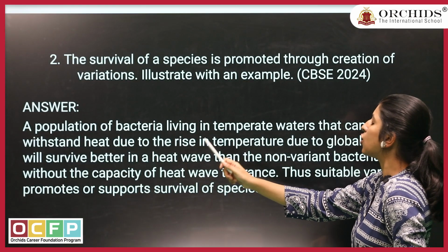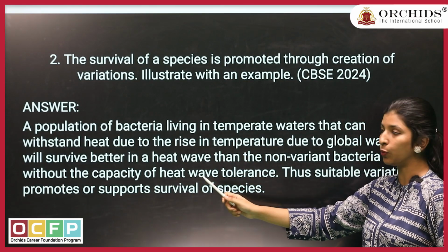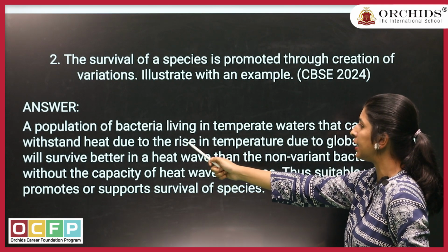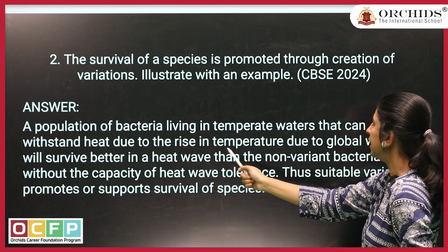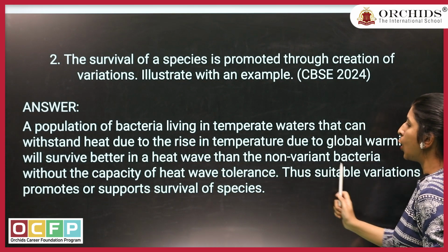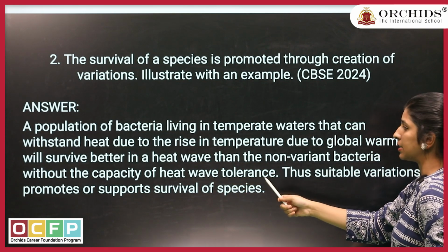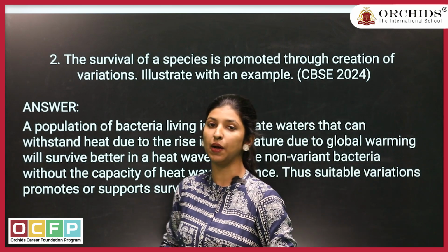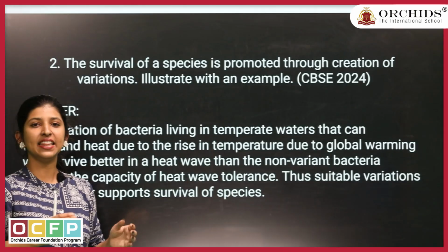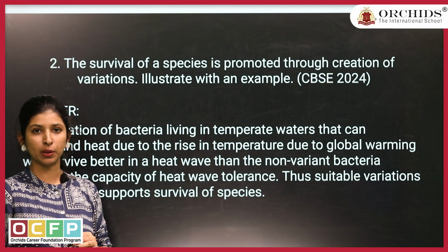In this case, it's always better to underline the keywords like the population of bacteria having the capacity to withstand heat, surviving better than the non-variant bacteria without the capacity of heat wave tolerance. These are the keywords that you can underline with a pencil in this question. Thus, we have come to the end of the 2-mark question section.